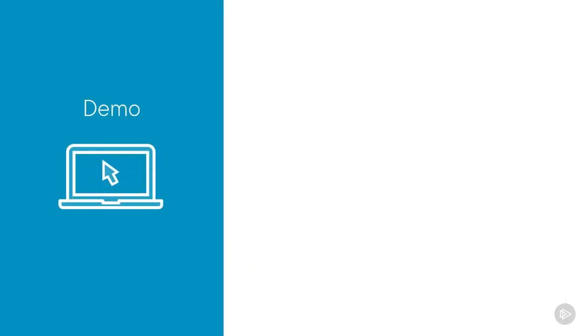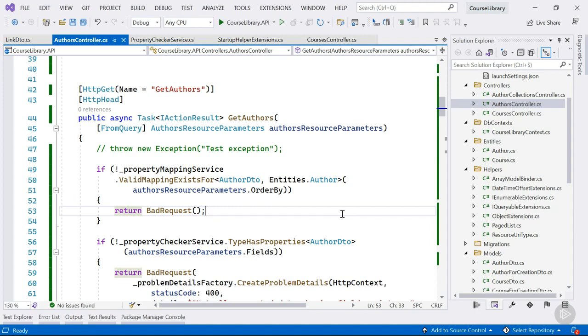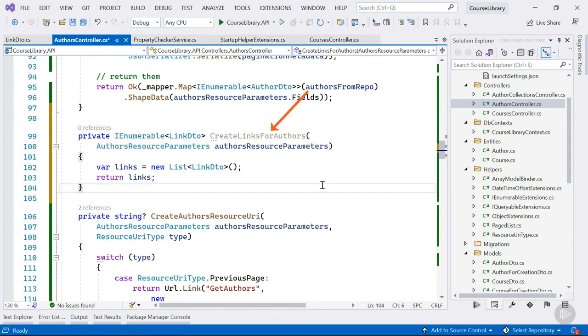In this demo, we'll implement HATEOAS support for our authors resource, a collection of authors. We're looking at our authors controller. Just as with a single author, we will want to add a method to create the links. We name it create links for authors. It accepts the authors resource parameters object, as we'll need those to create the links. Just as the create links for author method, this one too returns an IEnumerable of link DTO.